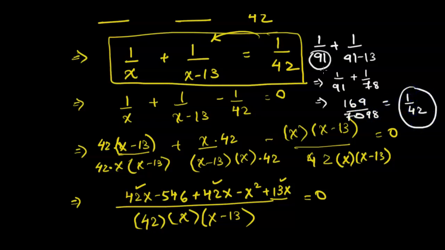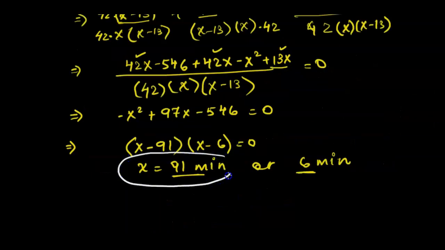Since 91 minutes gives us left side equal to right side, therefore x equal to 91 is the right pick for the answer and 6 minutes would be ruled out.